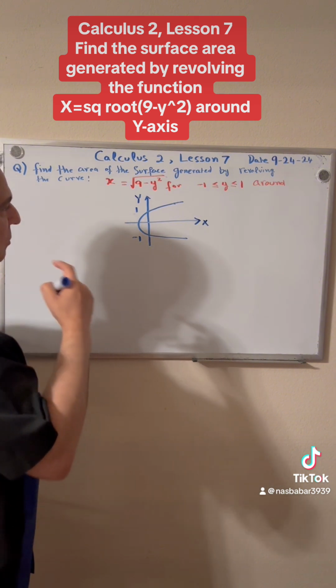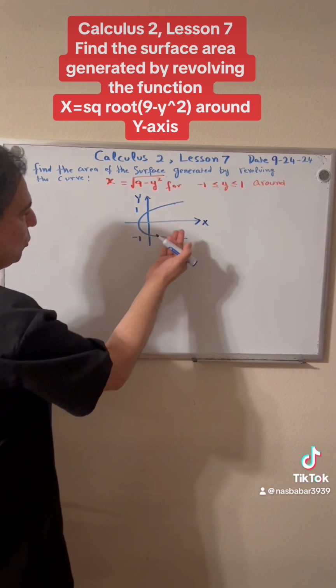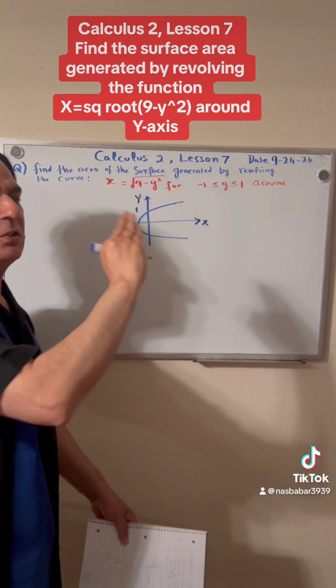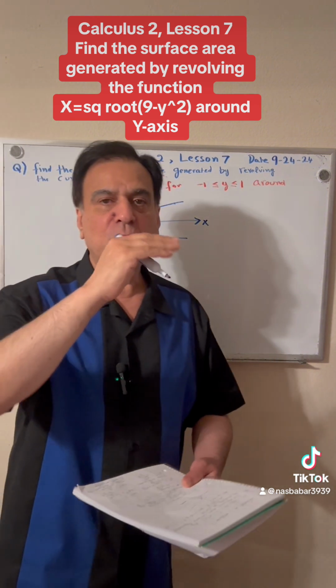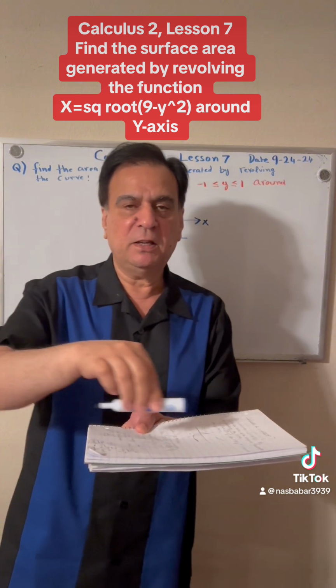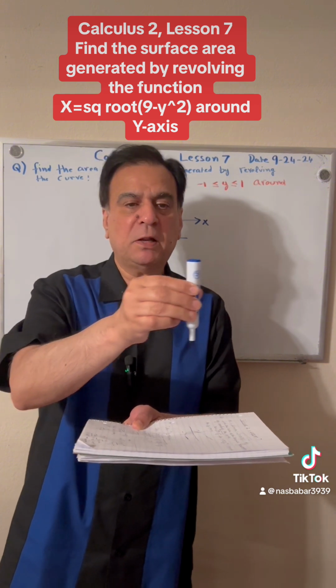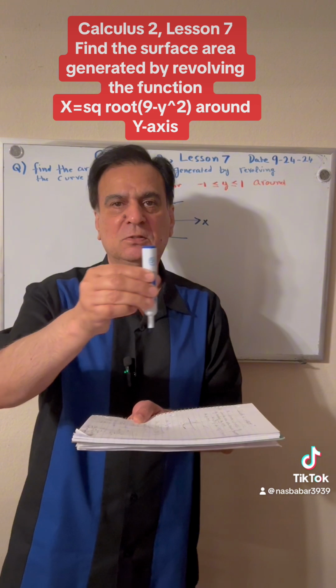The question is, if we revolve this function, if we revolve this parabola shape around the y-axis, we're not revolving around the x-axis this time. Let's say this right here is the x-axis, this is the y-axis. So we are revolving this parabola shape around the y-axis, okay?